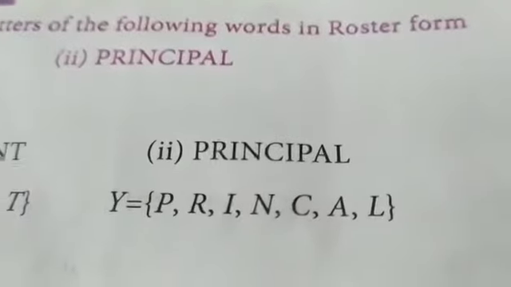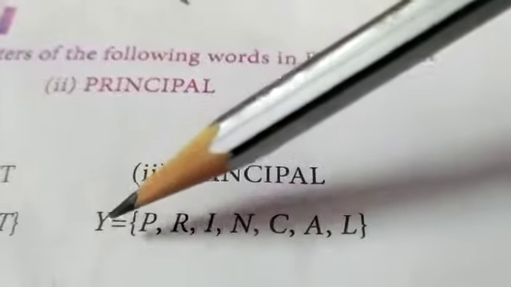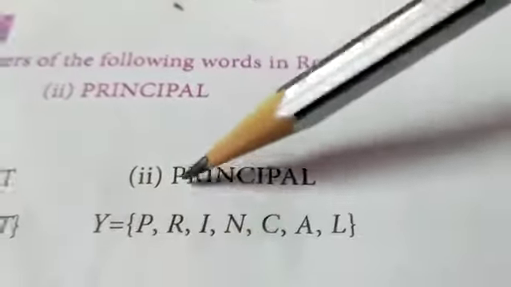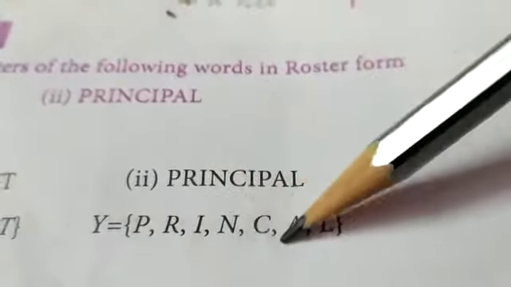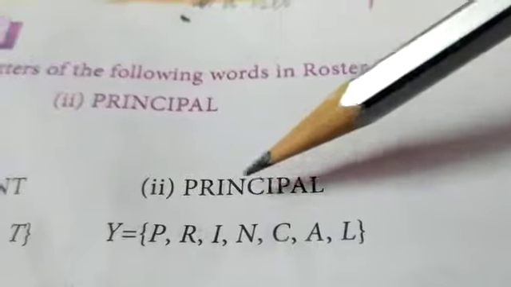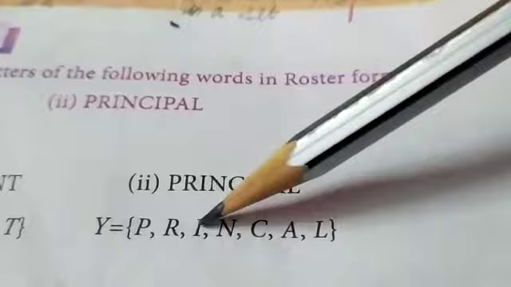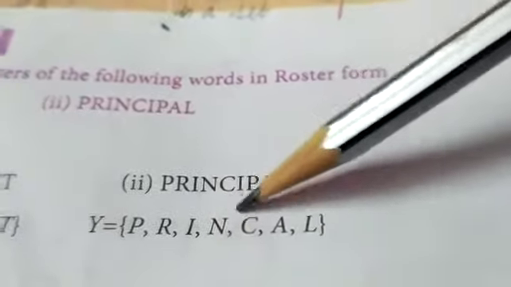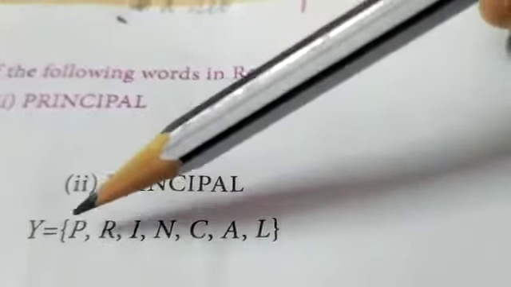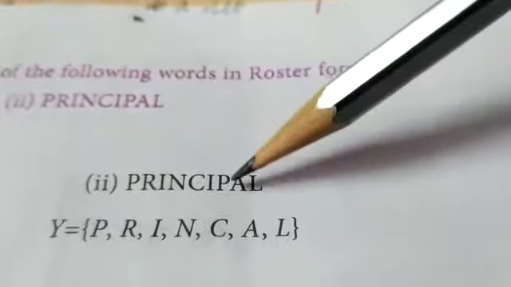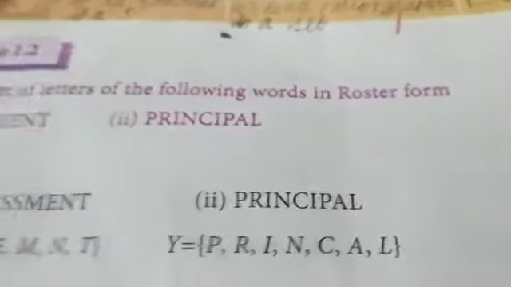Then we are going to the second one. So next we are taking it as Y set. Then the curly brackets are on, and P will be the same, R will be the same, I will be the same, N will be the same, C will be the same, and you can see I is represented in the question 2 times, but we should not do that here. So we are taking it only once. Then P is already represented the first time here itself, so we should not represent it the second time. Then A will be there and L will be there. So these are our two sets.